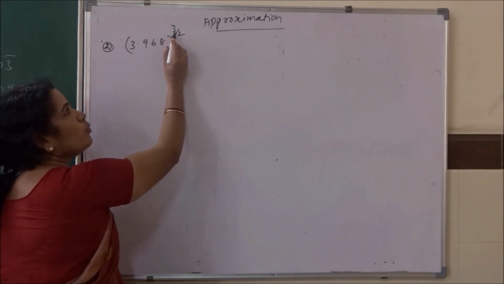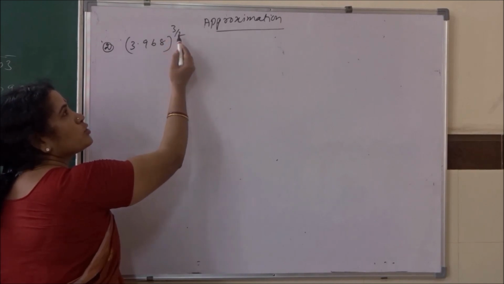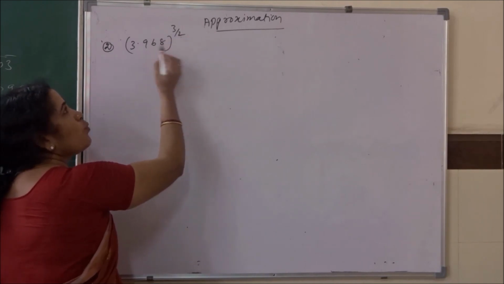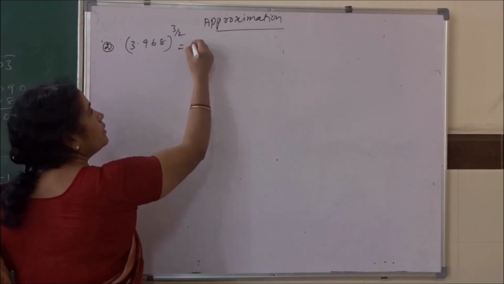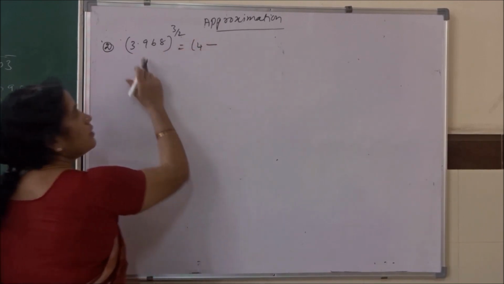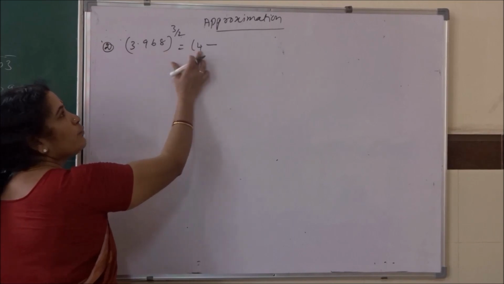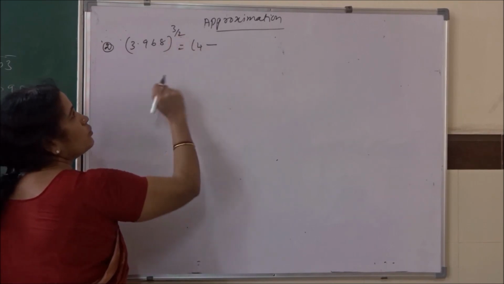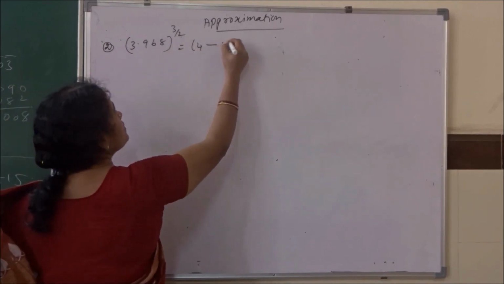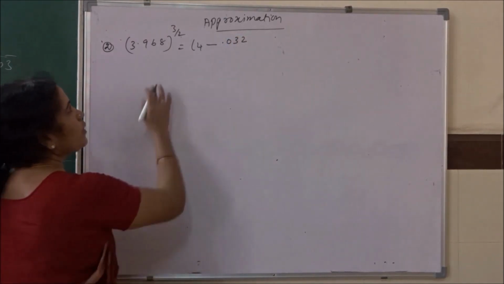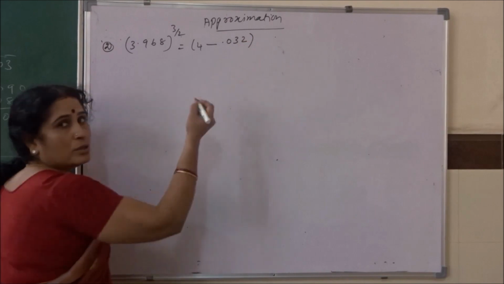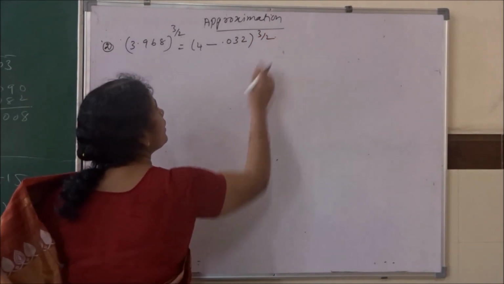See, this is a cube. No need of finding approximation for this. This is under root. So what is the nearest under root number for this number? So 4. That is 4 minus 0.032, because the square root of 4 is 2. 0.032. Am I correct? 0.032. So that is equal to whole power 3 by 2.